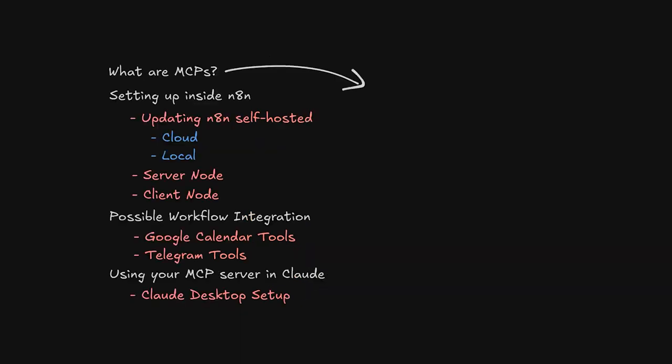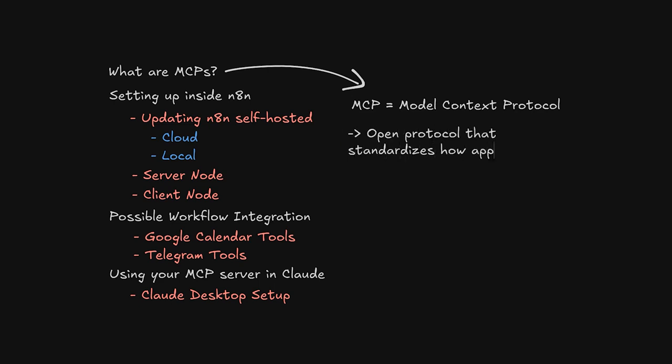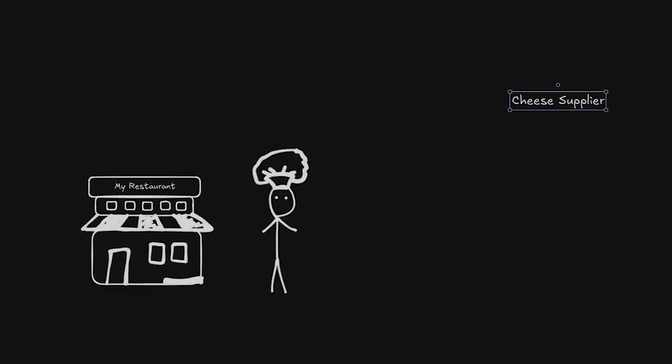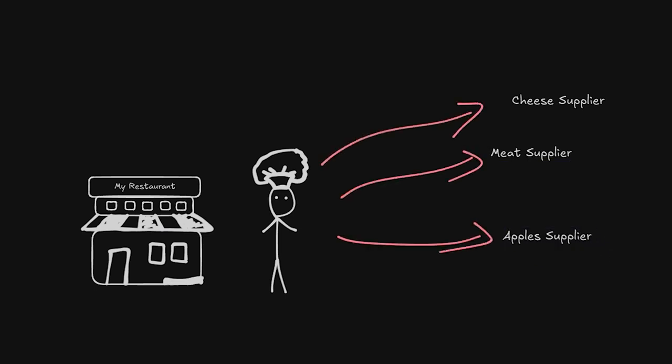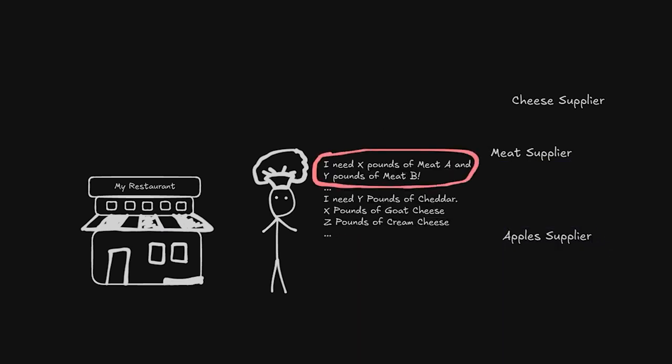MCP stands for Model Context Protocol. The boring definition is that it's an open protocol that standardizes how applications provide context to LLMs. The fun way to see it is like this. Imagine you own a restaurant where the chef gets each ingredient from a different supplier. He always specifies for each one, I need X pounds of meat A and Y pounds of meat B.